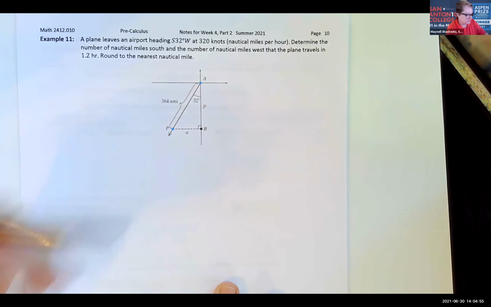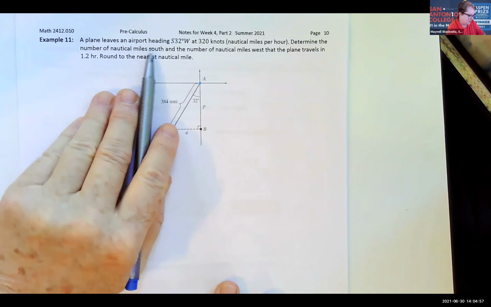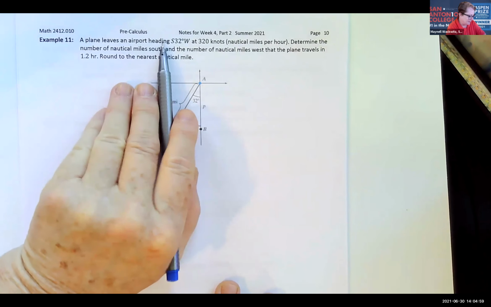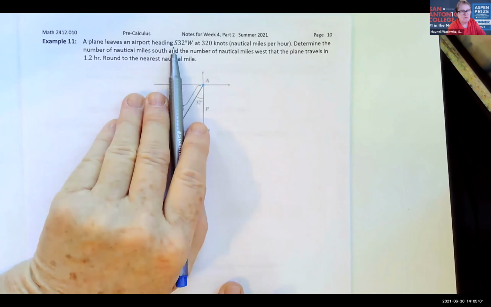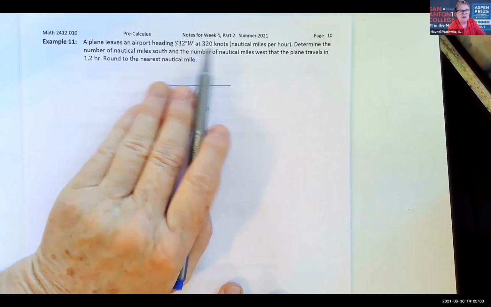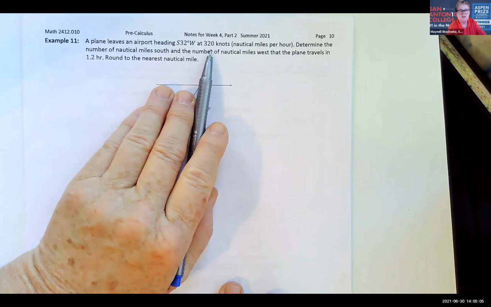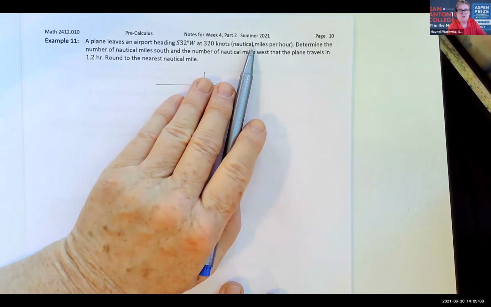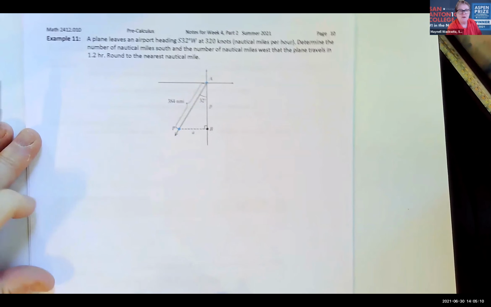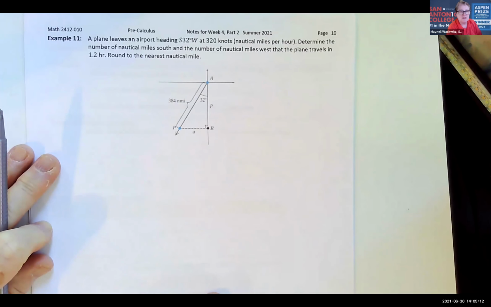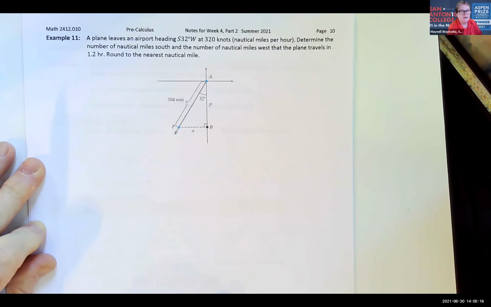For instance, the plane leaves the airport at a heading or a bearing of south 32 degrees west, and it's going 320 knots, which is nautical miles per hour. We want to figure out the nautical miles per hour south and the nautical miles per hour west in 1.2 hours.